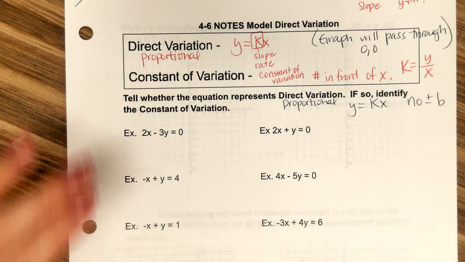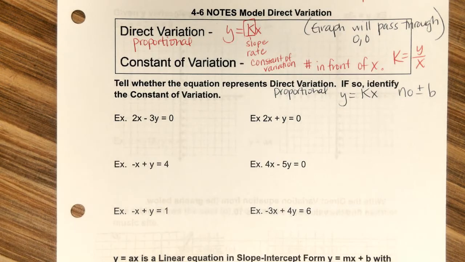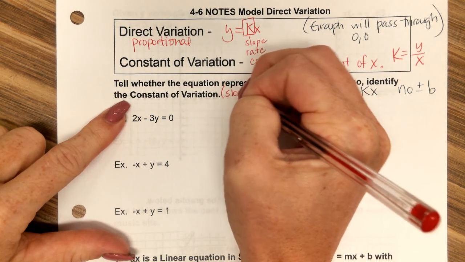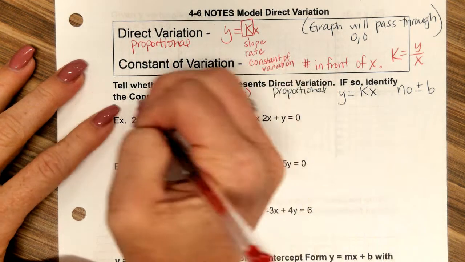Now we're going to look at these examples and say yes, it's showing direct variation, or no, it's not. And if it is, we're going to tell what the constant of variation is. And the constant of variation is just the slope.